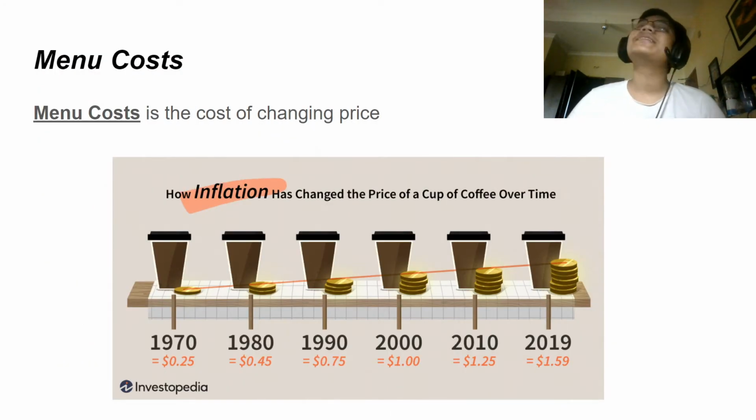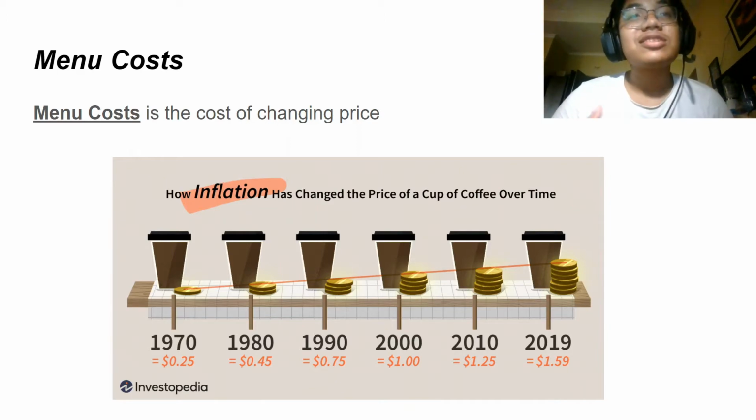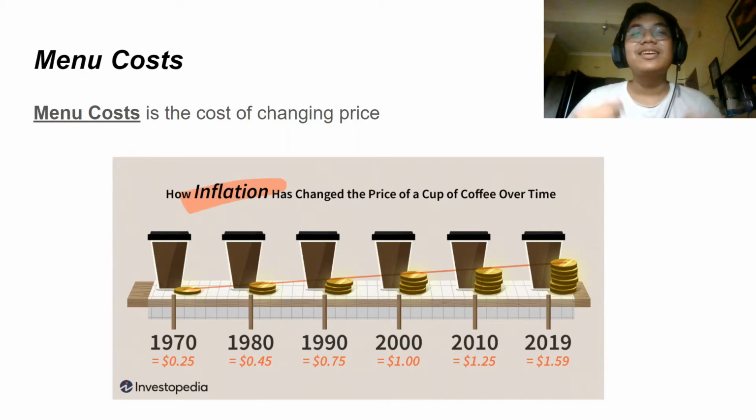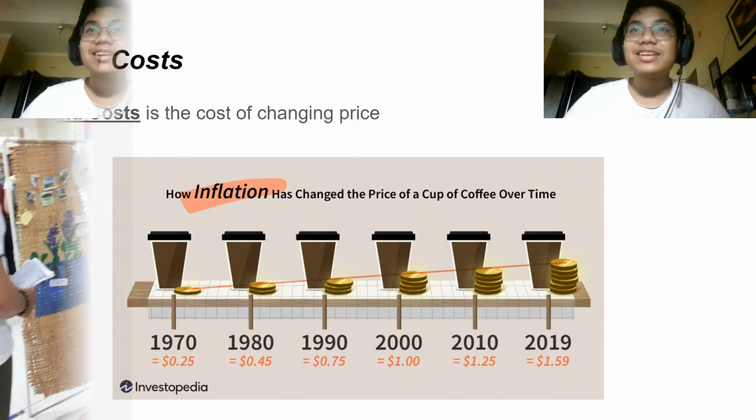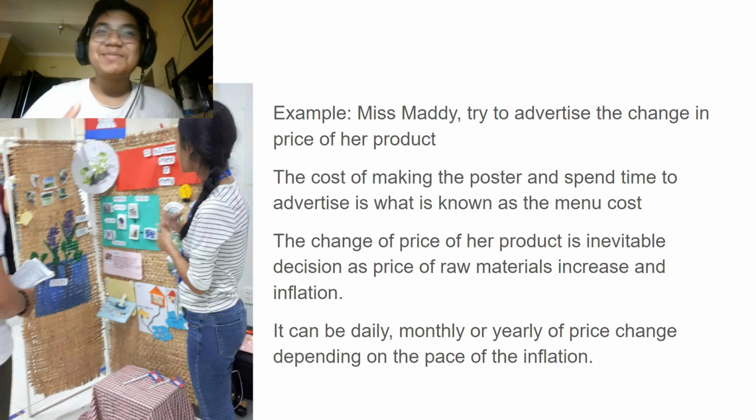Next, 30.2c, menu cost. Menu cost is the cost of changing prices. As the picture shows, this is how inflation helped change the price of a cup of coffee over time. And here I have another example, Miss Maddie.